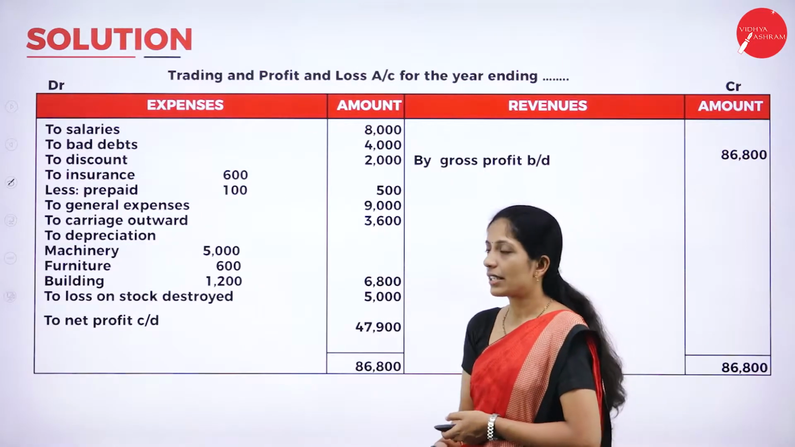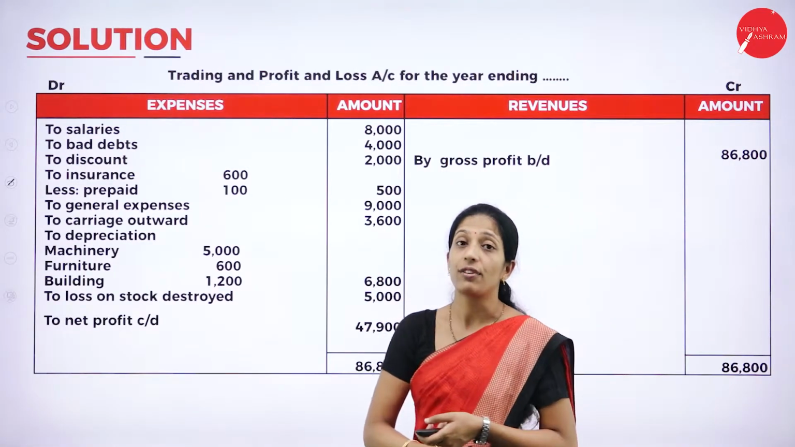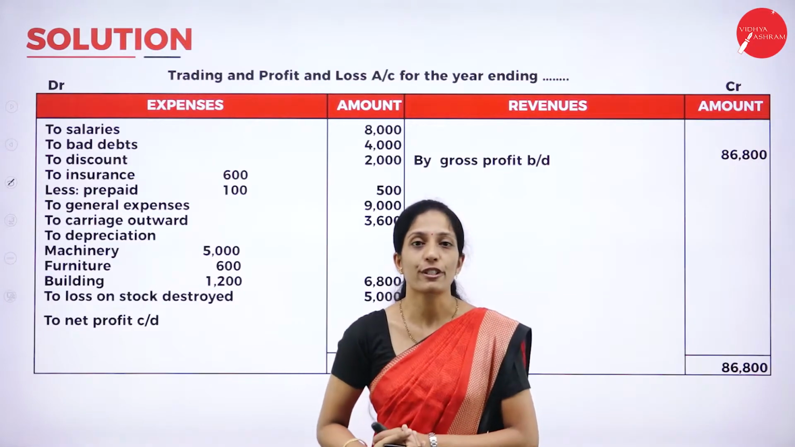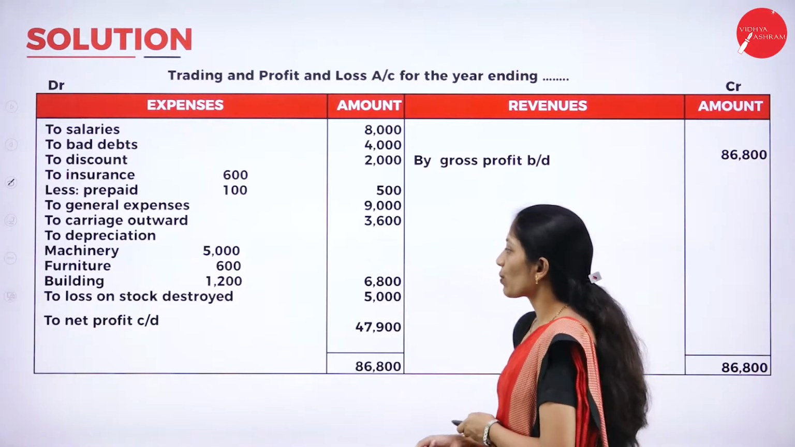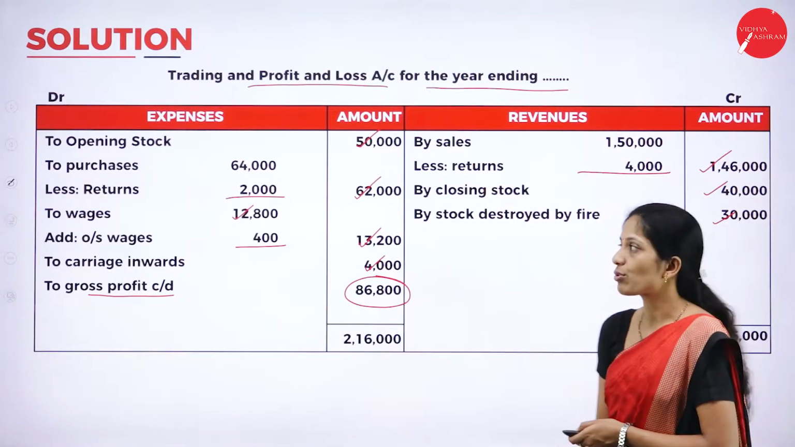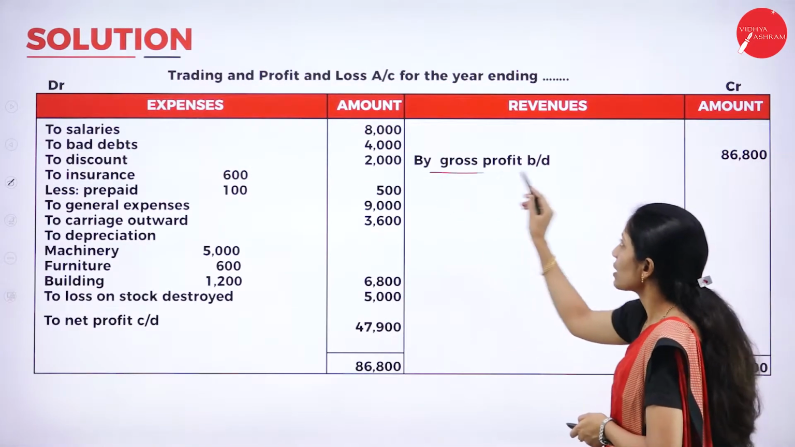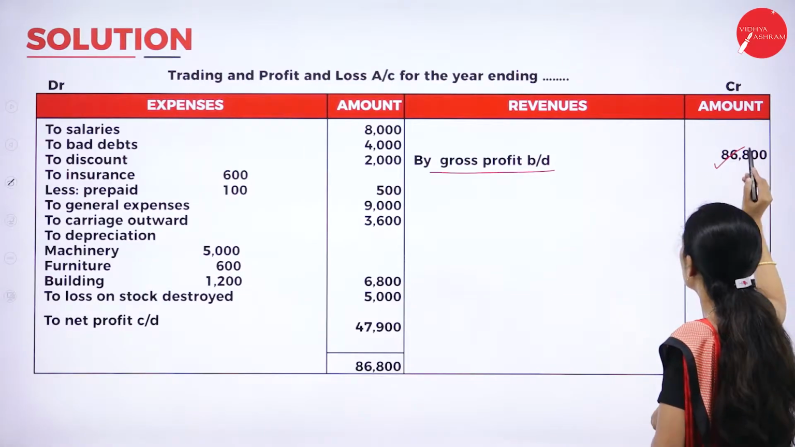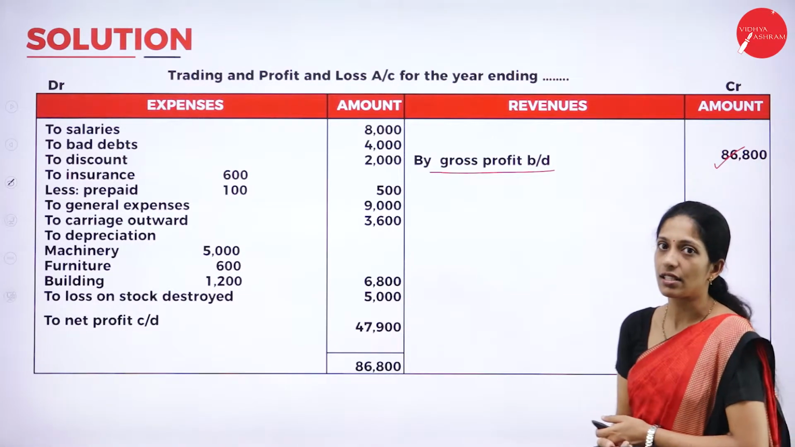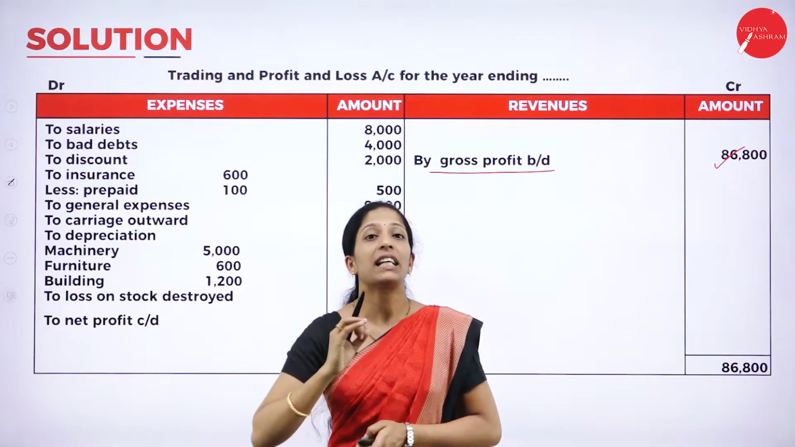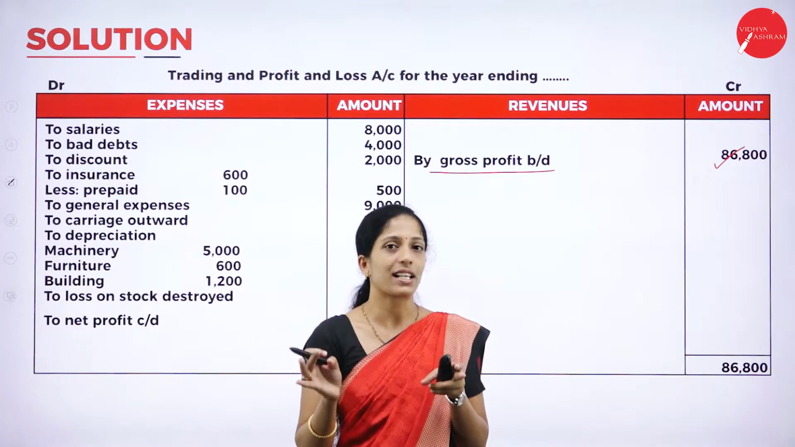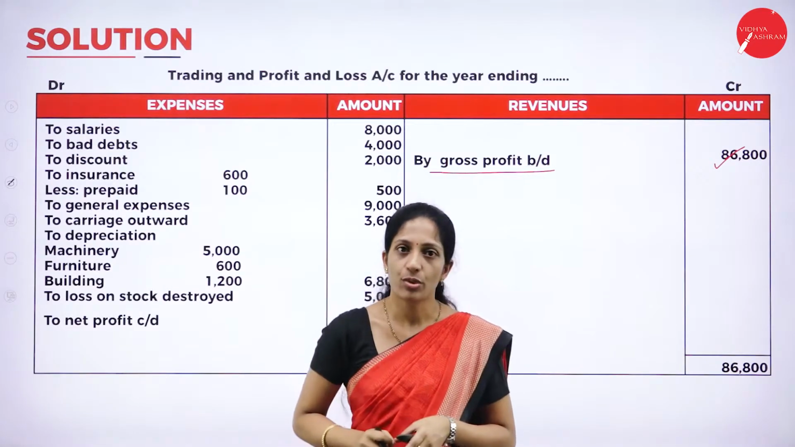Now, coming to the continuation of the profit and loss account, first we have to bring down the gross profit or gross loss, what you have got in the trading account. So, what was the gross profit? 86,800. So, write it as by gross profit brought down, that is on the credit side, 86,800. Now, coming to the debit side, you will write all the indirect expenses. So, direct expenses, everything goes to the trading account.